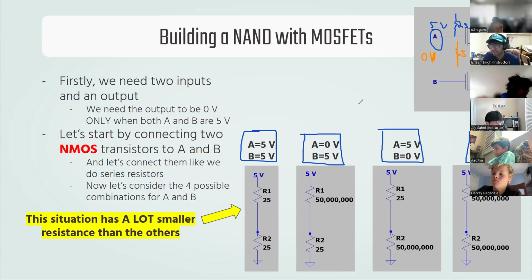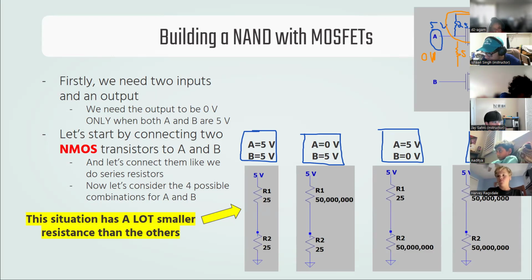Okay, redraw all that out. So what we're doing here is we're looking at the possible combinations of A voltage and B voltage. If the A voltage is high, 5 volts, and the B voltage is high, also 5 volts, then both of those resistors are this case right here, the small resistor case. And that's why we replaced transistor M1 with a small resistor and transistor M2 with a small resistor.